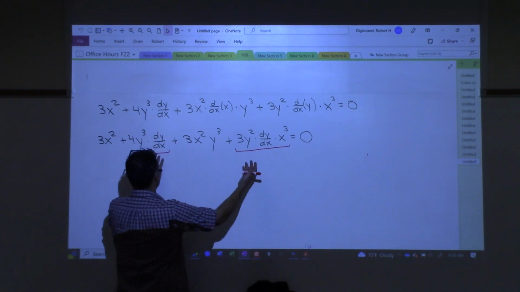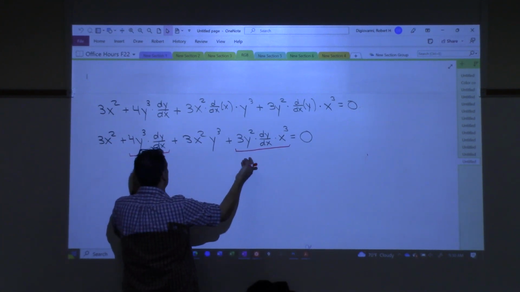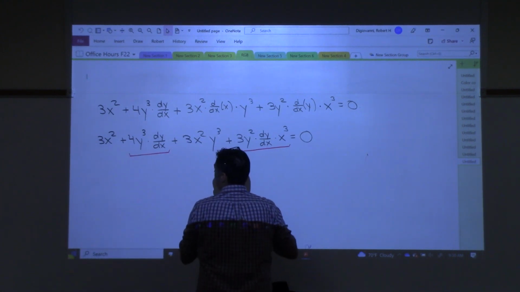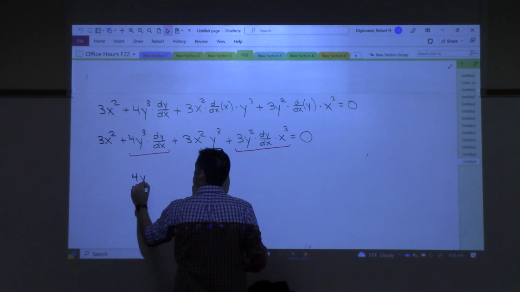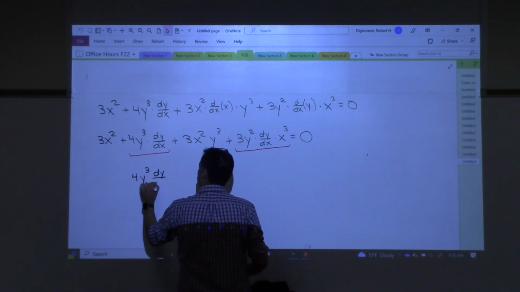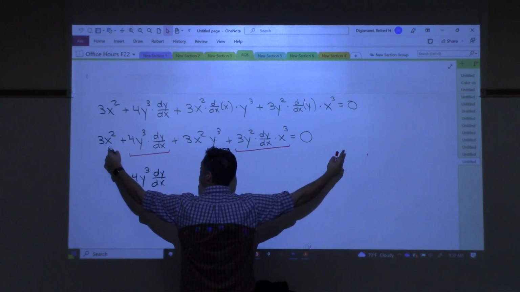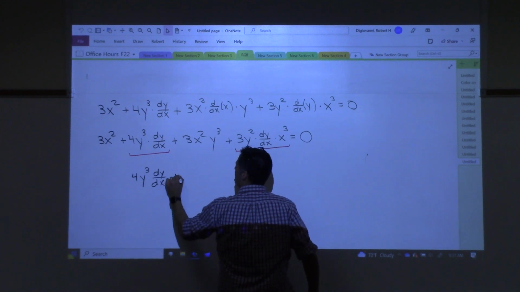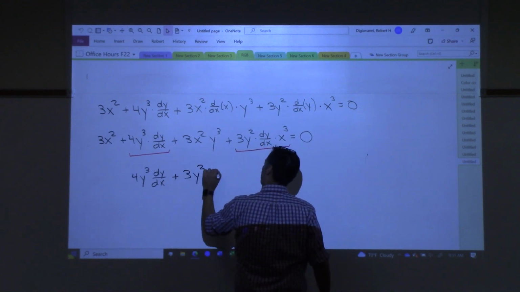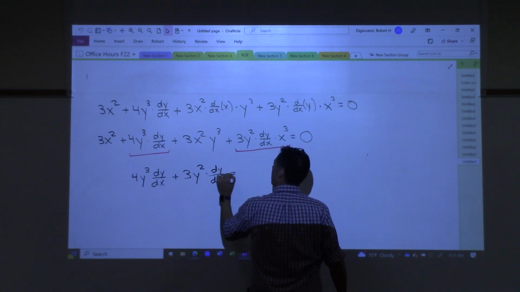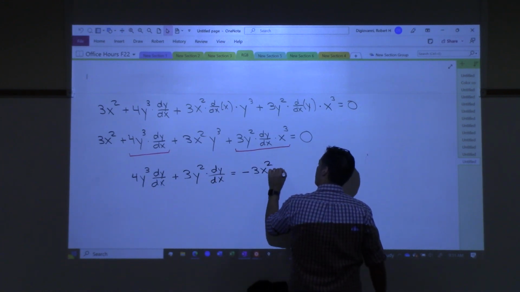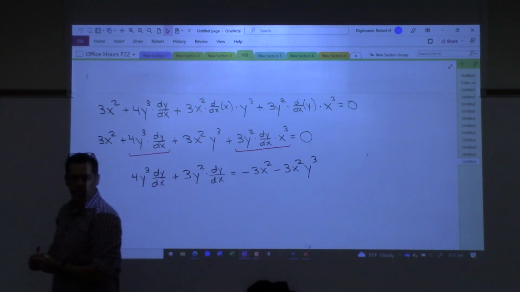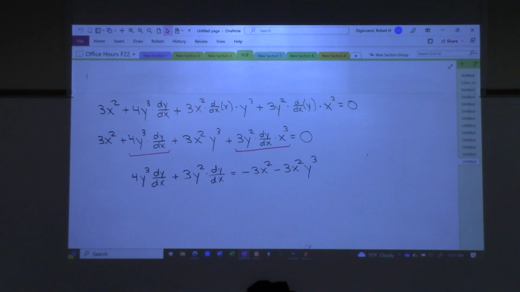Fortunately for me, these are both on the left, right? So I'm going to leave these here. I'm going to move these to the other side, and all I have to do for that is change their signs, right? If I want to take that to the other side, it becomes negative. Take that to the other side, because it's positive, it becomes negative on the other side as well. So I'm going to have negative 3x squared minus 3x squared y cubed. Questions there? It's just algebra, right? Moving things around. We good?